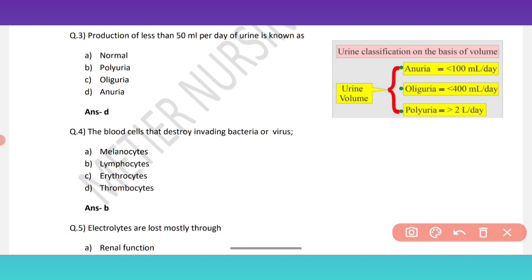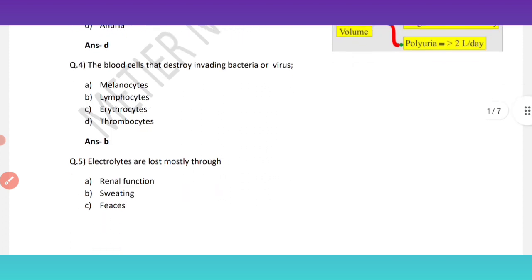Okay, and the next question is: the blood cells that destroy invading bacteria or virus. Very simple question. Four options are given here. Melanocytes. What are melanocytes? They produce the color of our body, so they are nowhere related to bacteria or virus.